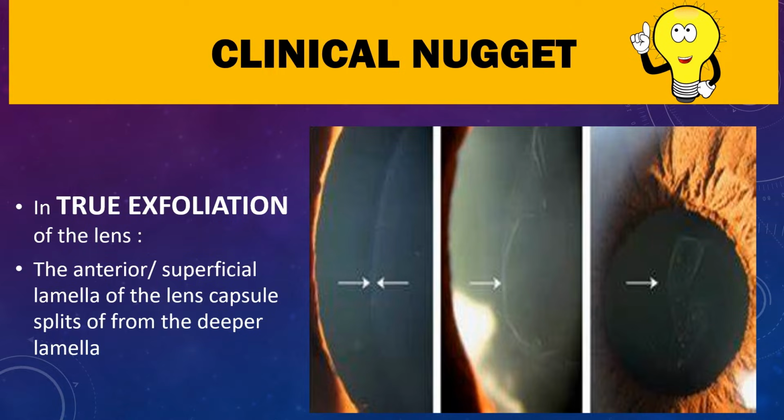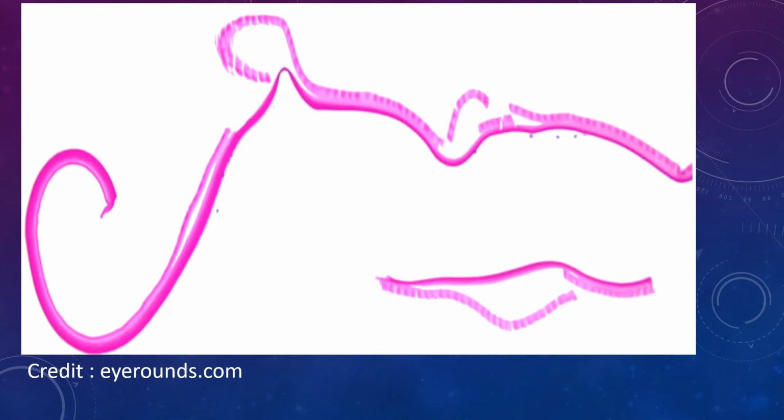In true exfoliation of the lens, okay, that is seen in case of glassblower's disease, and people who are actually glassblowers or those who work at high temperature. What happens is that the anterior superficial lamella of the lens capsule, so basically the lens capsule gets separated into two individual lamellae, right? One will be superficial and one will be deeper, right? And that you can see in this diagram. So it looks as if the anterior capsule has actually split off into different layers because of that heat, right? So that is called true exfoliation syndrome.